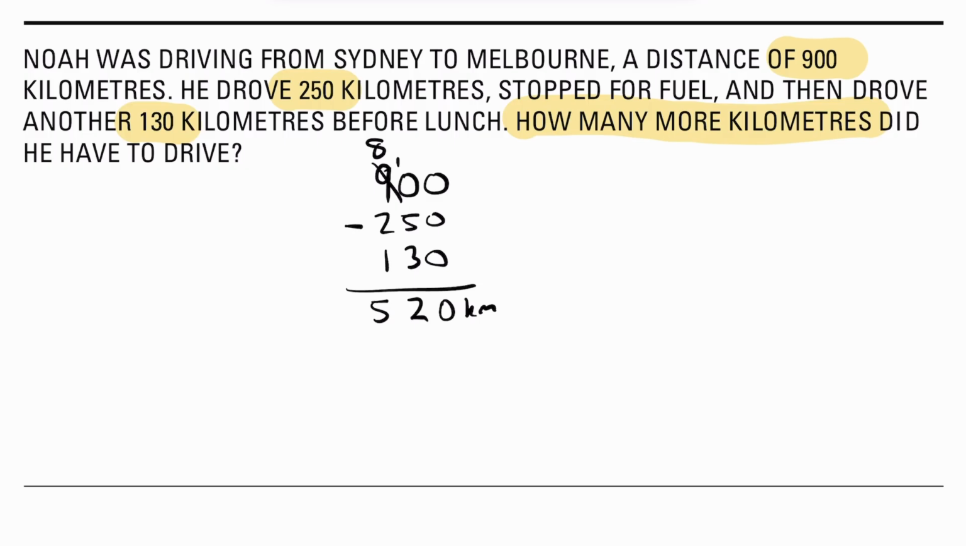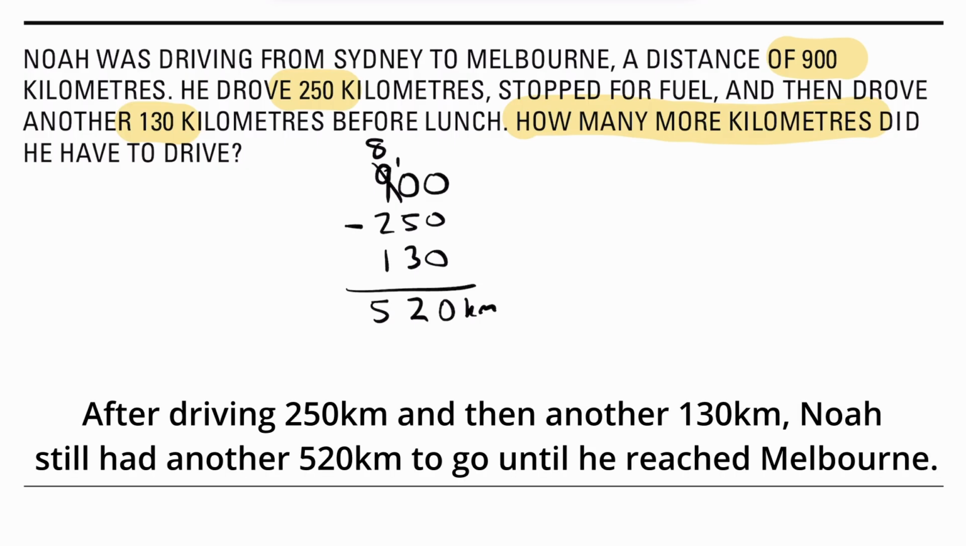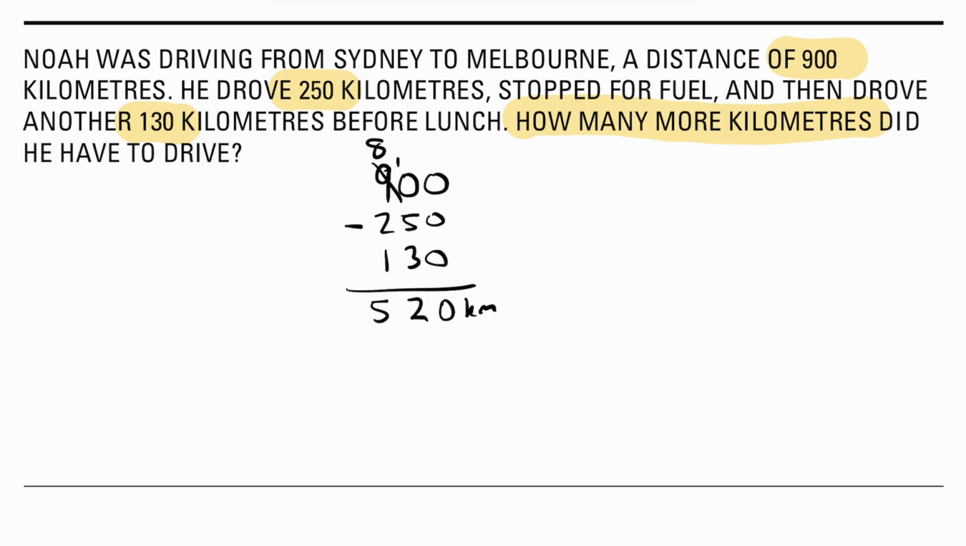And so if you were going to answer the question, you would say something to the effect of, after driving 250 kilometers and then another 130 kilometers, Noah still had 520 kilometers to go until he reached Melbourne. There's a couple of different ways of solving this problem as well. Some you might find more comfortable. And so if you wanted to, you could also just subtract one at a time.